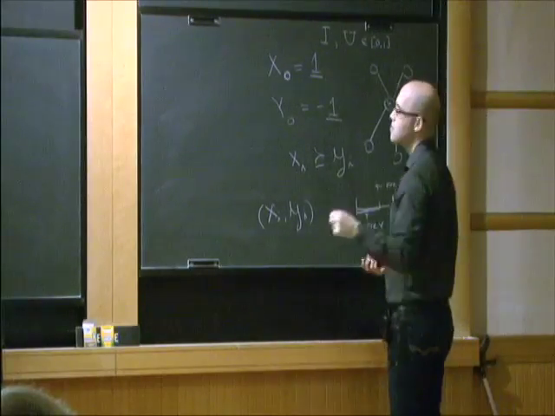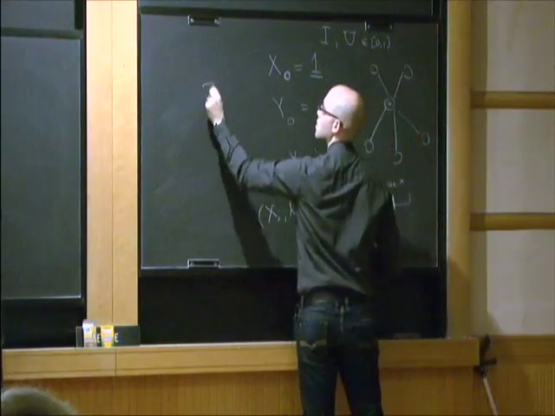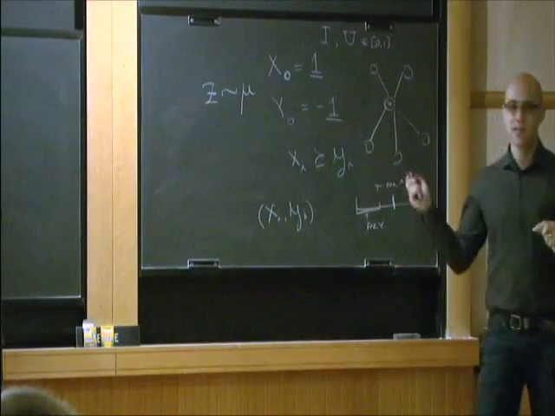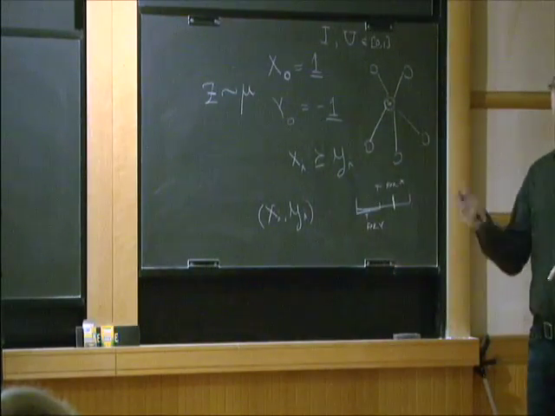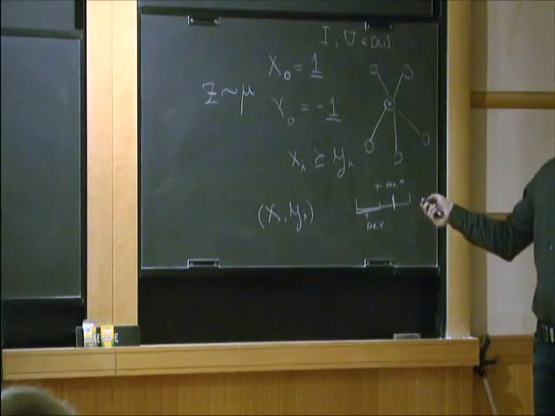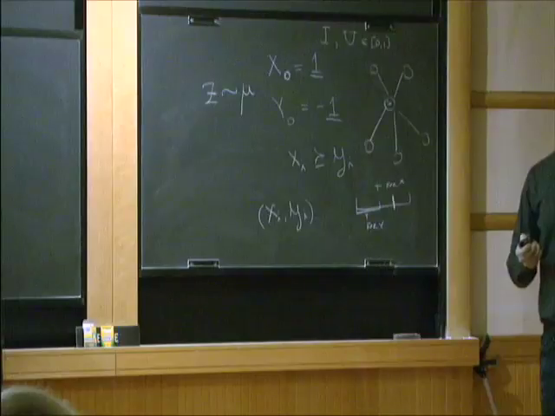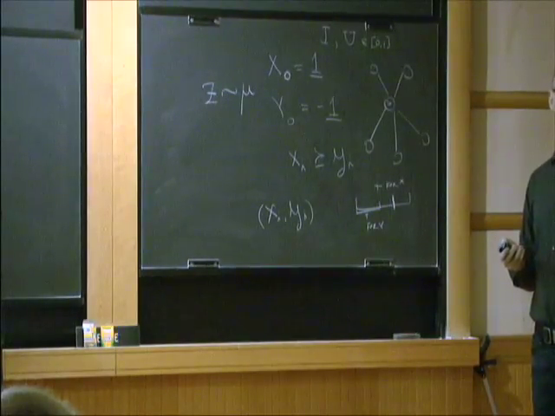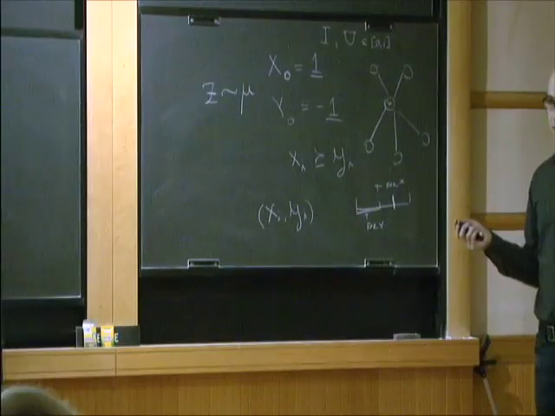Suppose that you start another chain, z, which is distributed according to the Gibbs measure. This is what we're after. Then z at any fixed time, let's say 1,000,000, is also distributed according to the Gibbs stationary measure.